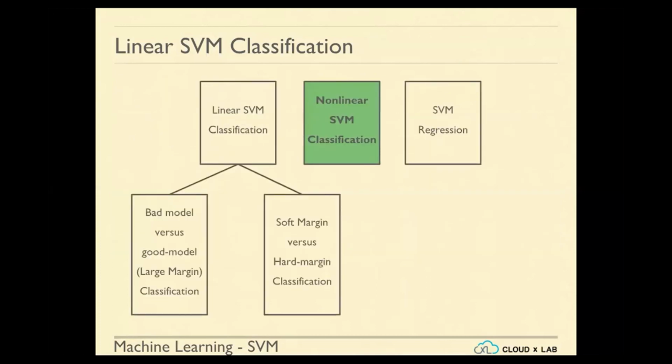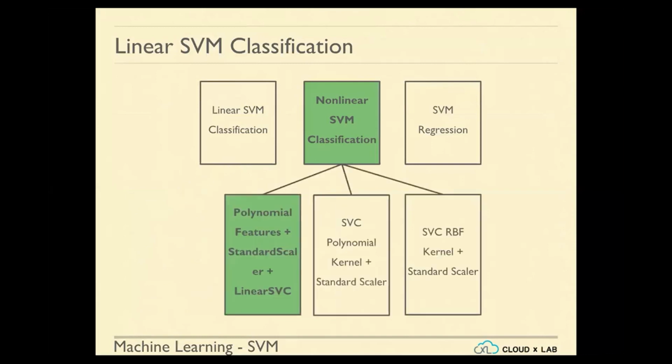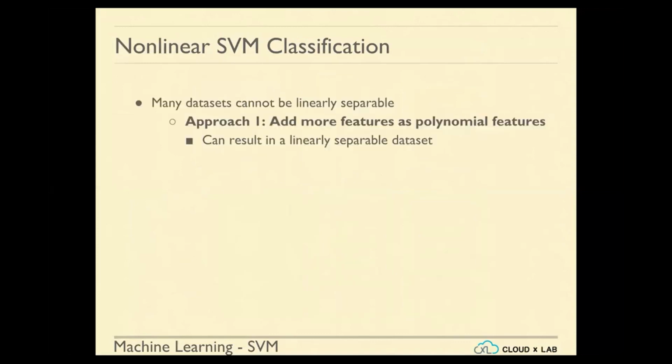Now the second part we want to discuss is the nonlinear SVM classification. So far we have just used fit and done predict. We did not really go into exactly what goes into SVM. The polynomial features plus standard scaler plus linear SVC, that's what we are going to do. So it's very simple, just like our normal regression, we are using the nonlinear SVM classification.